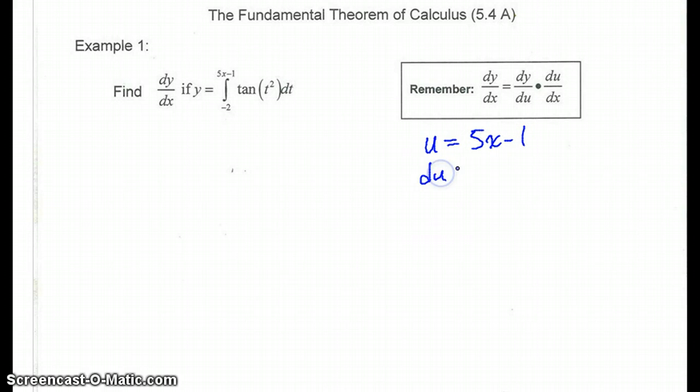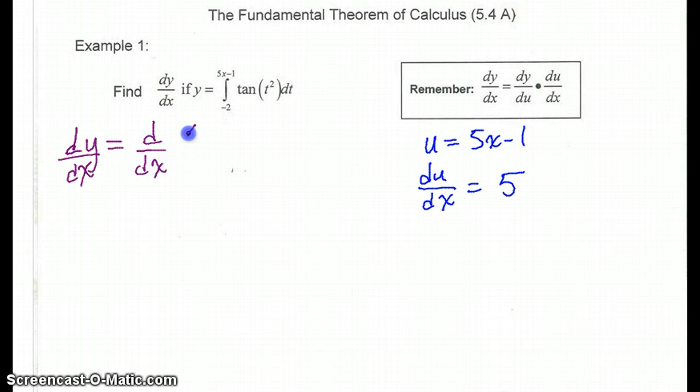We also are going to find du dx so that we know that it's equal to 5 by taking the derivative of 5x minus 1. By doing so, we can rewrite our function in terms of the derivative dy dx by taking the derivative of the integral.